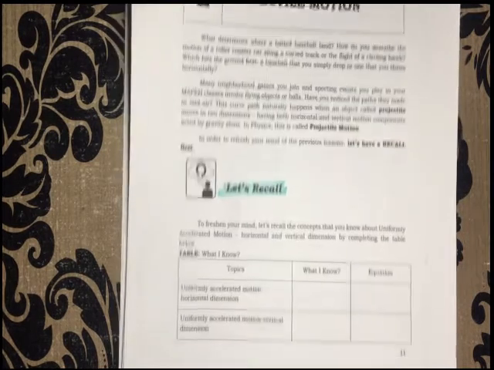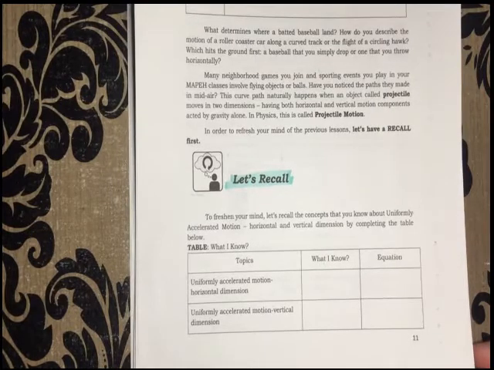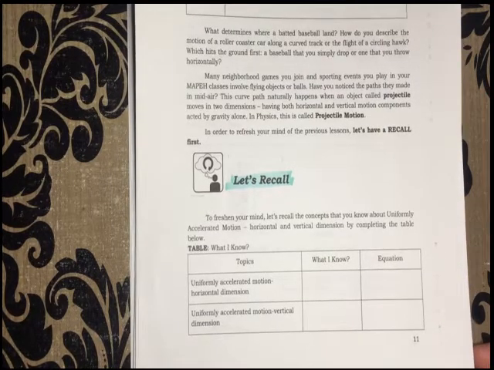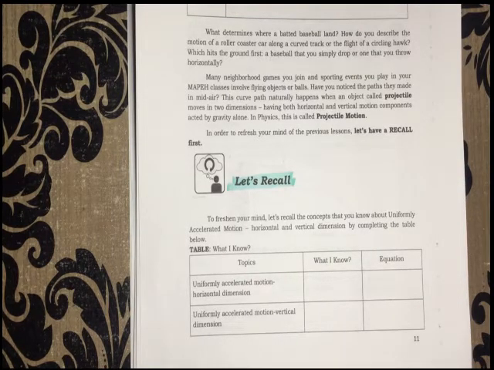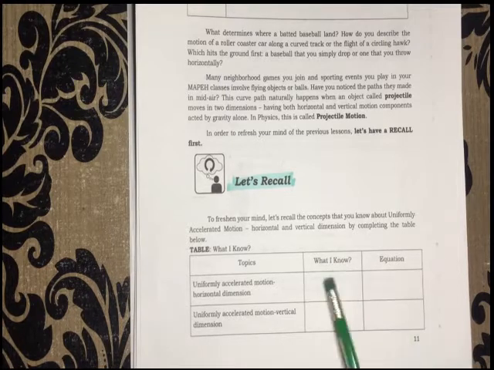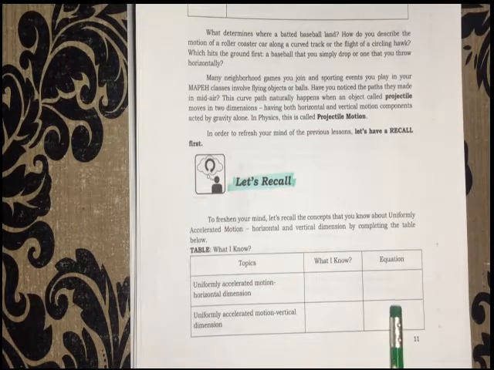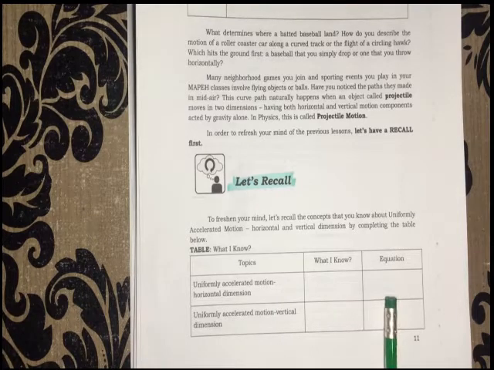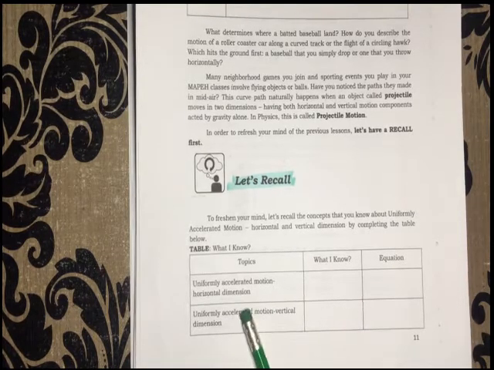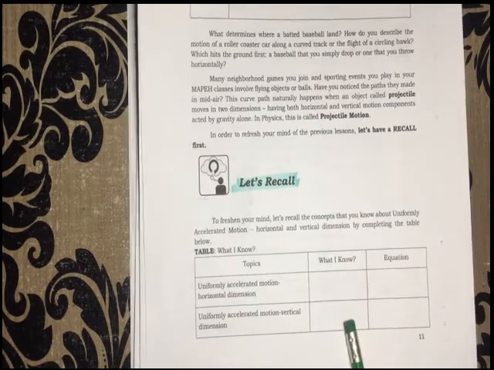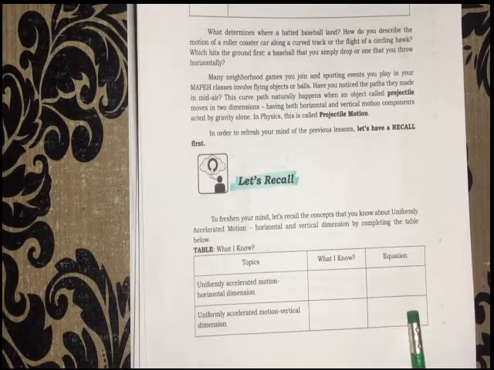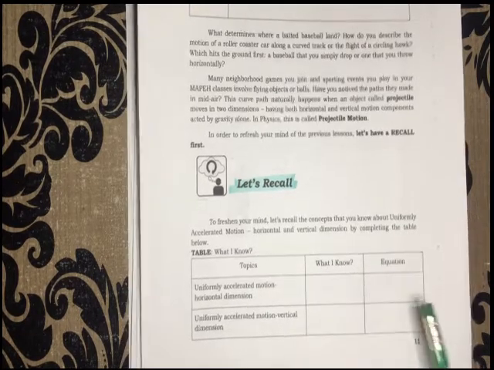So, the first thing for you to do is to answer Let's Recall, wherein you need to refresh your mind about the different topics that we have already discussed. First here, we have the uniformly accelerated motion in horizontal dimension. What I Know, so that means you have to write what you have learned and the different equations under uniformly accelerated motion in horizontal dimension. Same as with UAM under vertical dimension or free fall, What I Know, and the equations under UAM vertical dimension.